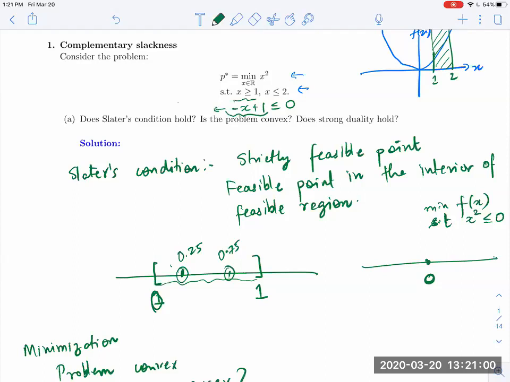So this, let's say, is your f1 of x equal to minus x plus 1. So is f1 of x convex? Yes, because it's affine, so it is convex. Similarly, for this, you write it as x minus 2 less than or equal to 0. And x minus 2 is again convex because it's affine. So is that clear now?